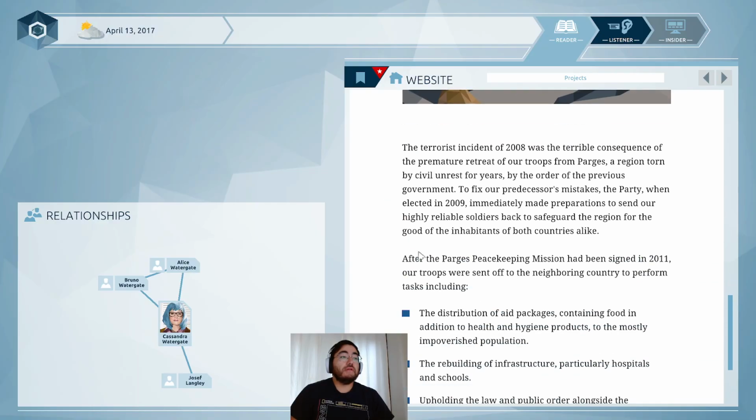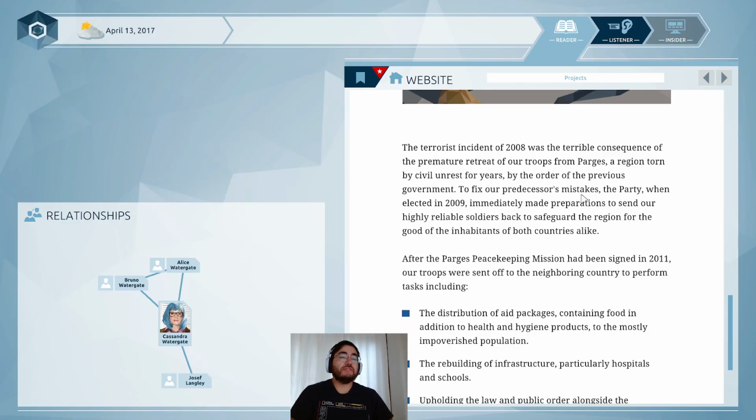Let's read here. The terrorist incident of 2008 was the terrible consequence of the premature retreat of our troops from Parges, a region torn by civil unrest for years by the order of the previous government. So this is a pretty common term, this torn by civil unrest or torn by war. War torn. It just means that an area that's been destroyed. Torn means to like tear. Like when you tear paper or something. So war-torn means it's like ripped apart by war. Parges appears to be the country that they were talking about in the last episode.